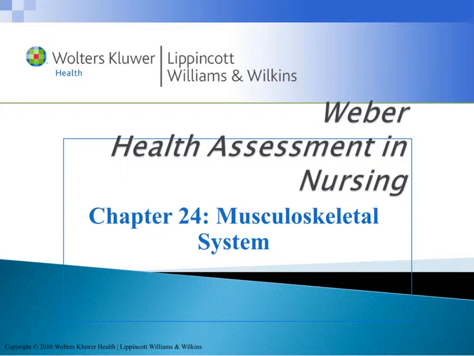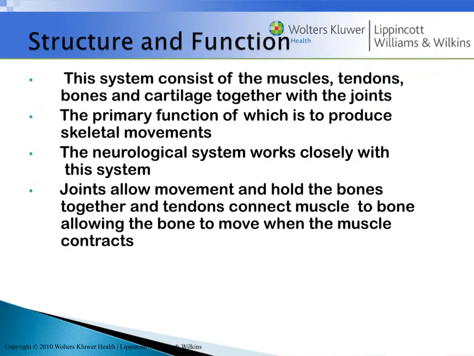Okay, so musculoskeletal system, it provides structure and movement for our body. The nervous system also plays a huge part in the musculoskeletal system, and again we'll get into the neurosystem next week. Musculoskeletal system is made up of our bones, muscles, and joints. So again, primary function is for our skeletal movements. There's different types of joints. There's fibrous joints. Those are immovable. Those would be things like the sutures between our skull bones.